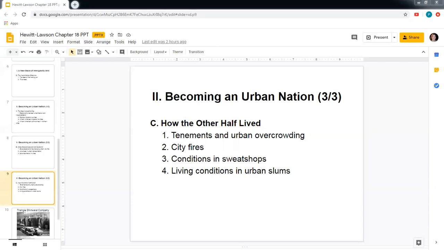Now we'll pause here and we will pick up with how the other half lived in the next lesson.